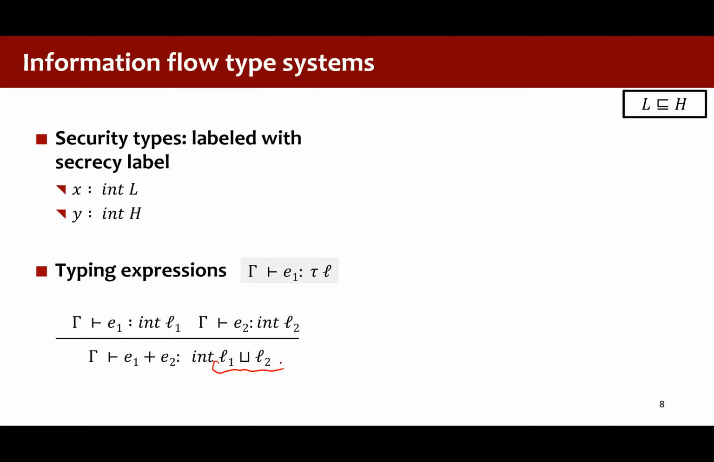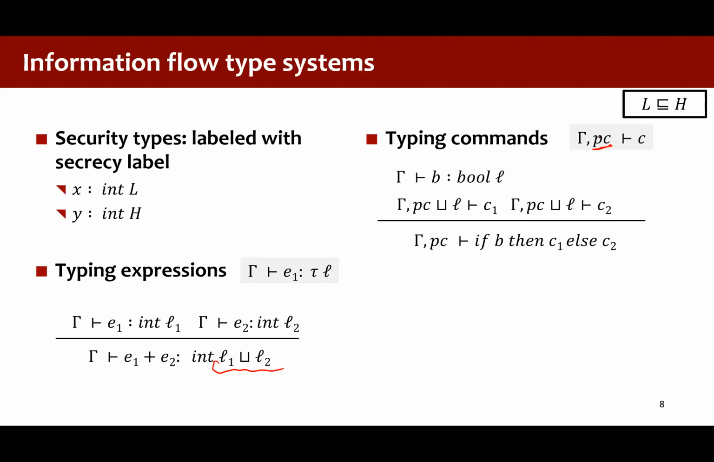There doesn't seem to be any so far. All right, let's move on. Next is about commands. Commands don't really have a type; you always have unit type, so there's no type after C. However, I do have an extra component here called the program counter. This is essentially indicating where this command is executing, what security label this command is executing under, such as in a branch.